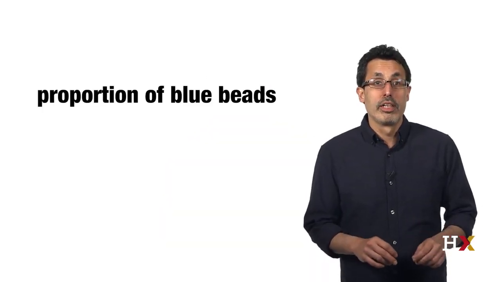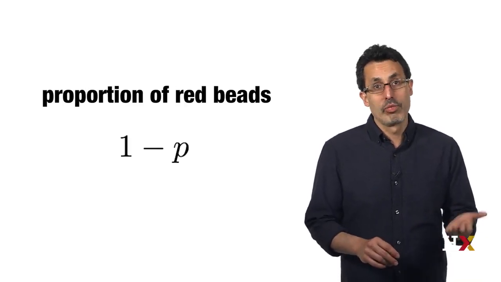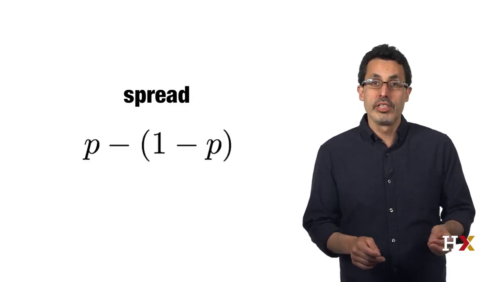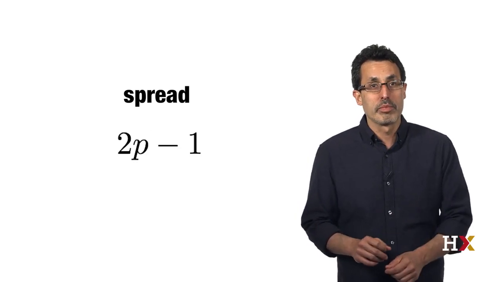Notice that we have just described a simple sampling model for opinion polls. The beads inside the urn represent the individuals that will vote on Election Day. Those that will vote Republican are represented with red beads and the Democrats with blue beads. For simplicity, assume there are no other colors, that there are just two parties. We want to predict the proportion of blue beads in the urn. Let's call this quantity P, which in turn tells us the proportion of red beads, 1 minus P, and the spread, P minus (1 minus P), which simplifies to 2P minus 1.